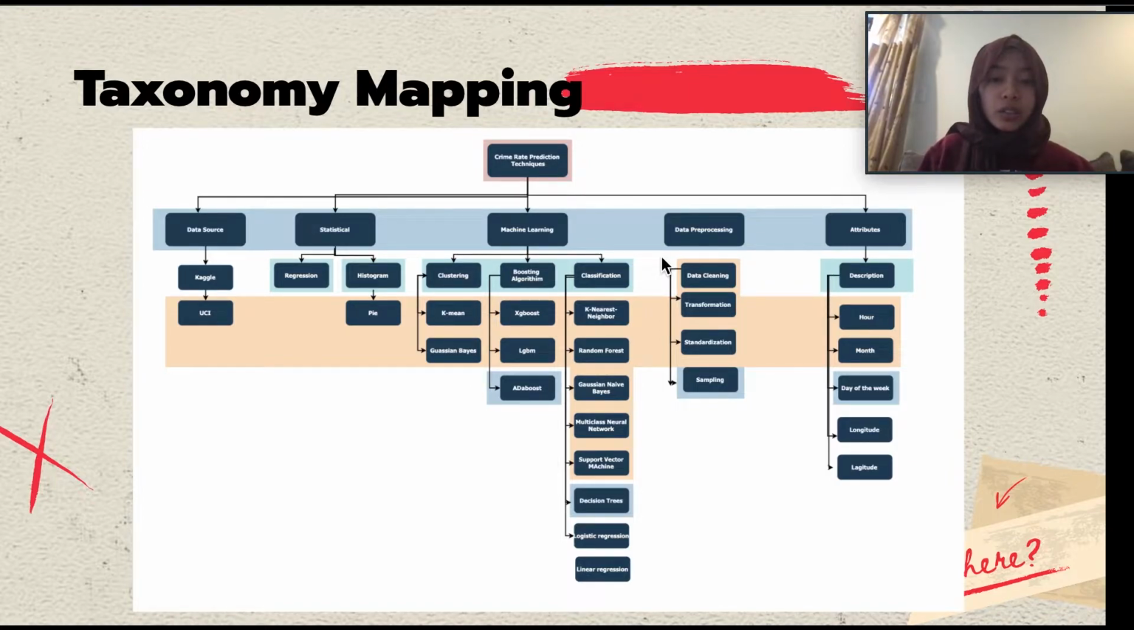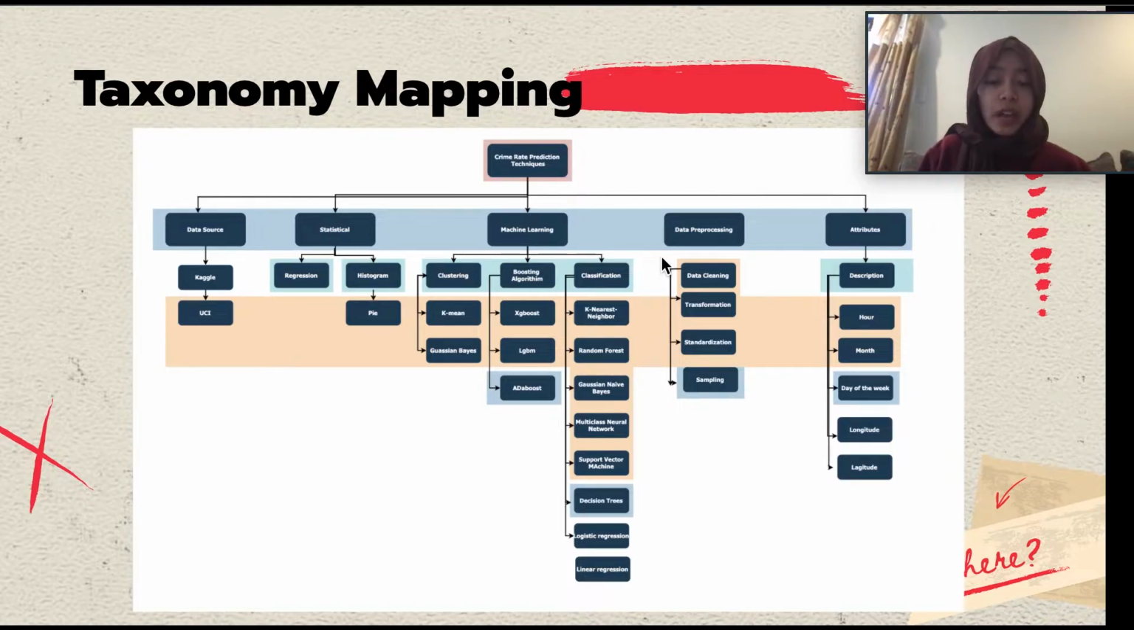In all the articles, the data mining techniques that were experimented with were k-nearest neighbor algorithm, naive Bayes, decision tree, logistic regression, neural network, support vector machine, and random forests, used to find which algorithm was best to predict the crime. The next category that all research papers had in common was data pre-processing, in which the data goes through the process of data cleaning, transformation, standardization, and sampling.